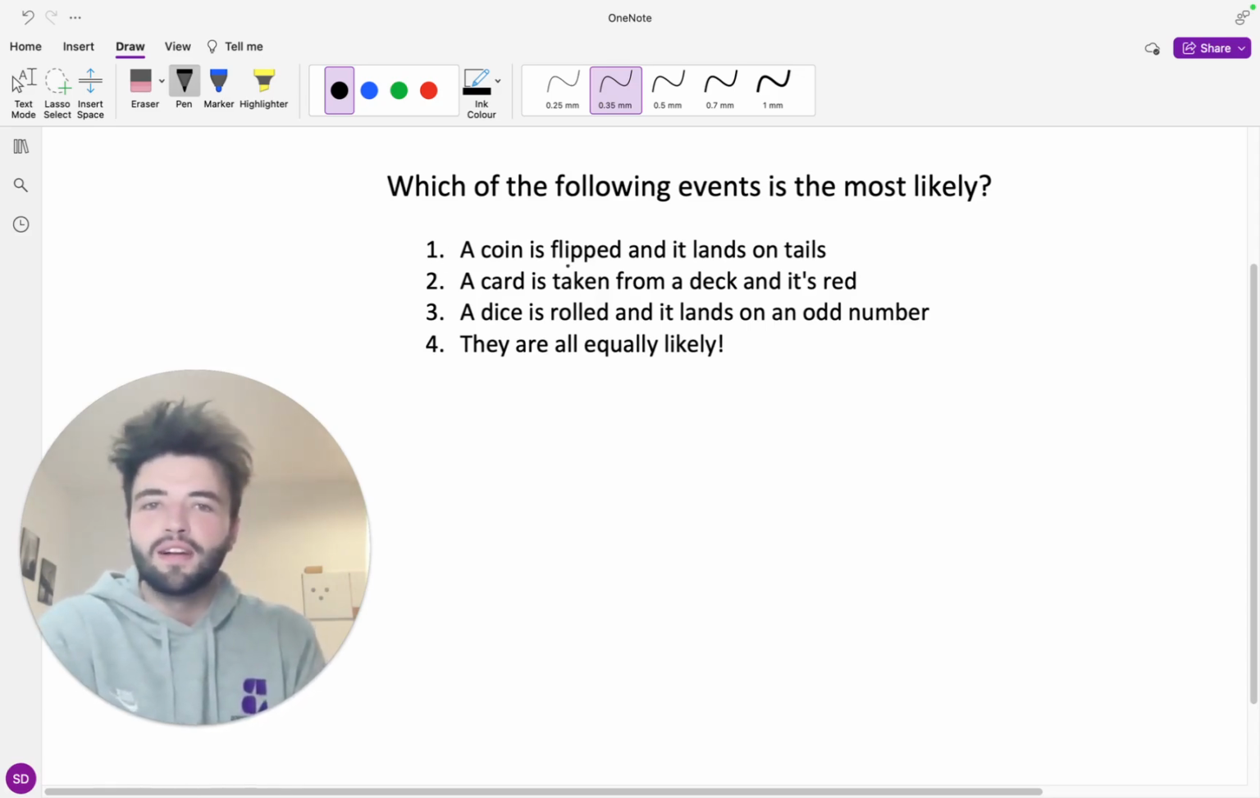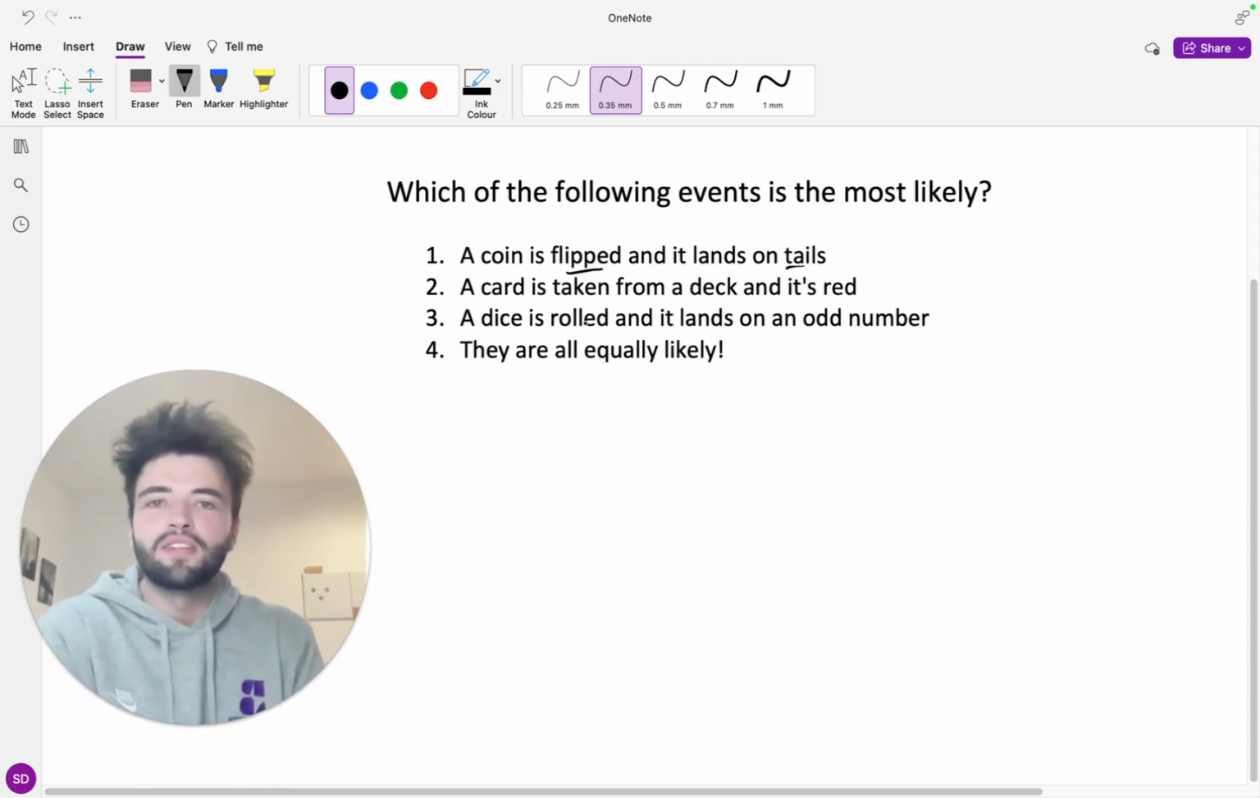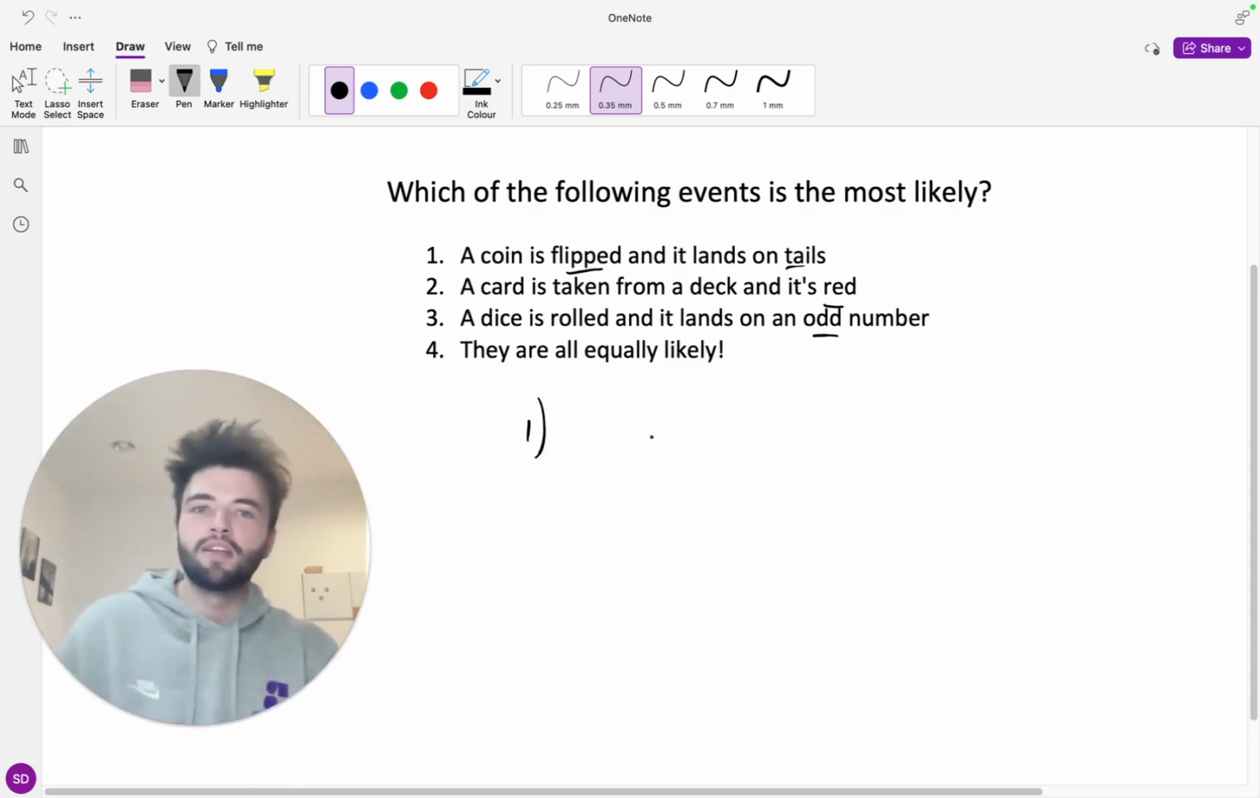We've got a coin being flipped and landing on tails. We've got a card being taken from a deck and it's red. And thirdly, we've got a dice being rolled and it lands on an odd number. So I'm just going to go through these one by one and figure out how likely each of them is, and then we can compare them at the end.